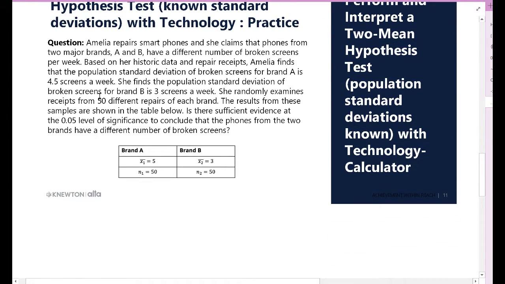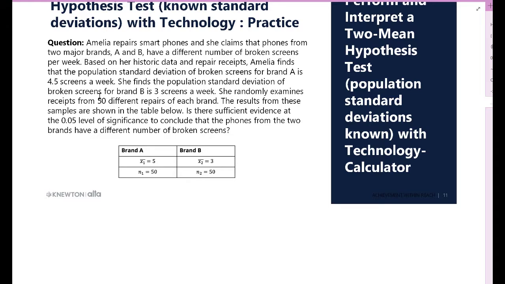Let's get straight into a question here. Here we go. So Amelia repairs smartphones, and she claims that phones from two major brands, A and B, have a different number of broken screens per week. Based on her historic data and repair receipts, Amelia finds that the population standard deviation of broken screens for brand A is 4.5 screens a week. She finds the population standard deviation of broken screens for brand B is 3 screens a week. She randomly examines receipts from 50 different repairs of each brand. Okay, so our sample size is 50. That's bigger than 30. We don't have to worry about a normal distribution.